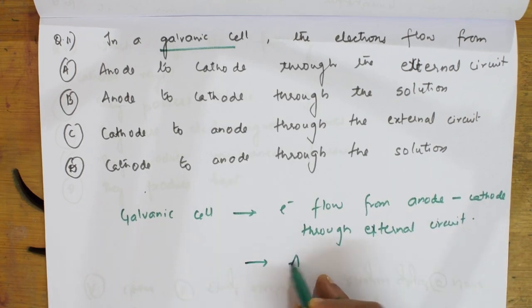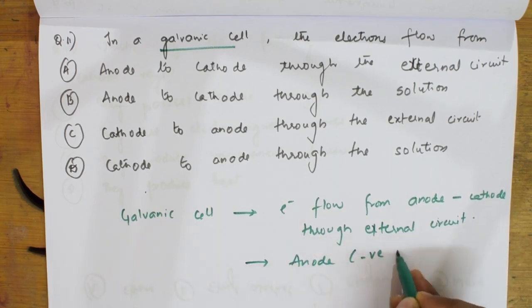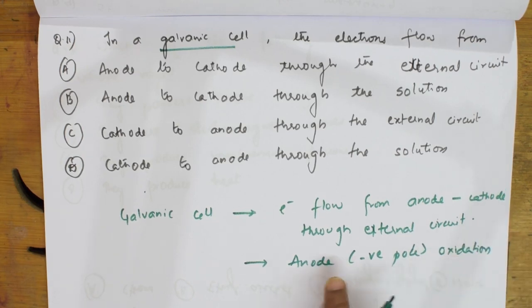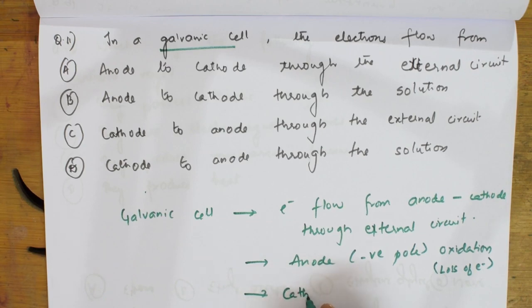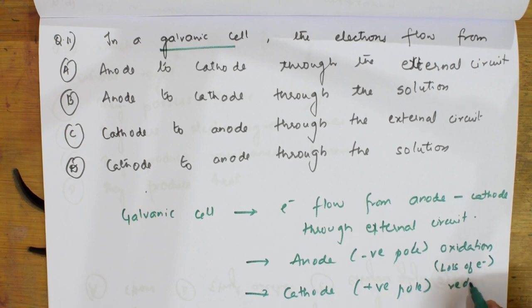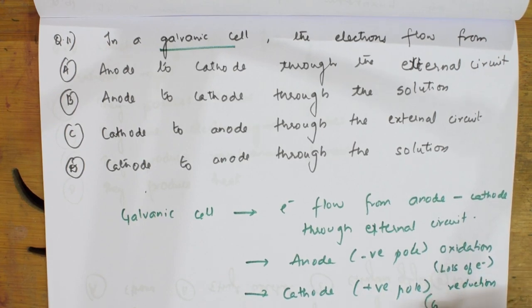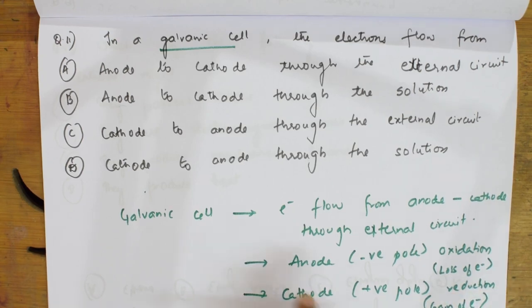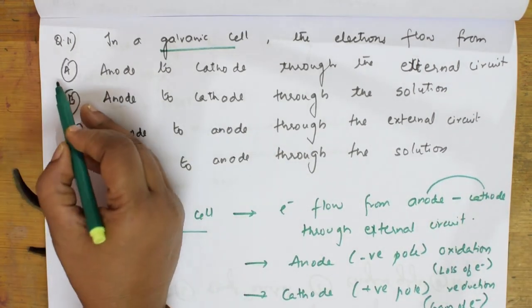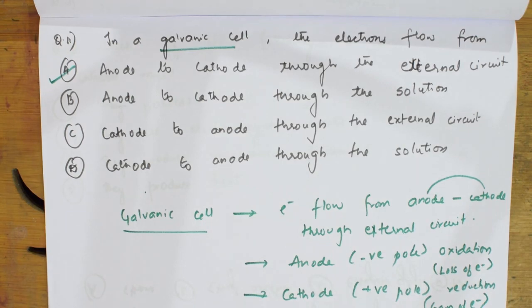Anode is a negative pole. What will happen at this anode? Always oxidation, that is loss of electrons. That's why electrons flow from anode. Loss of electrons. From where do they go? They go to cathode. Cathode is a positive pole. What will happen here? Reduction will happen. Reduction is nothing but gain of electrons. So always remember, in a galvanic cell, electrons flow from anode to cathode. So the correct option is anode to cathode through the external circuit.